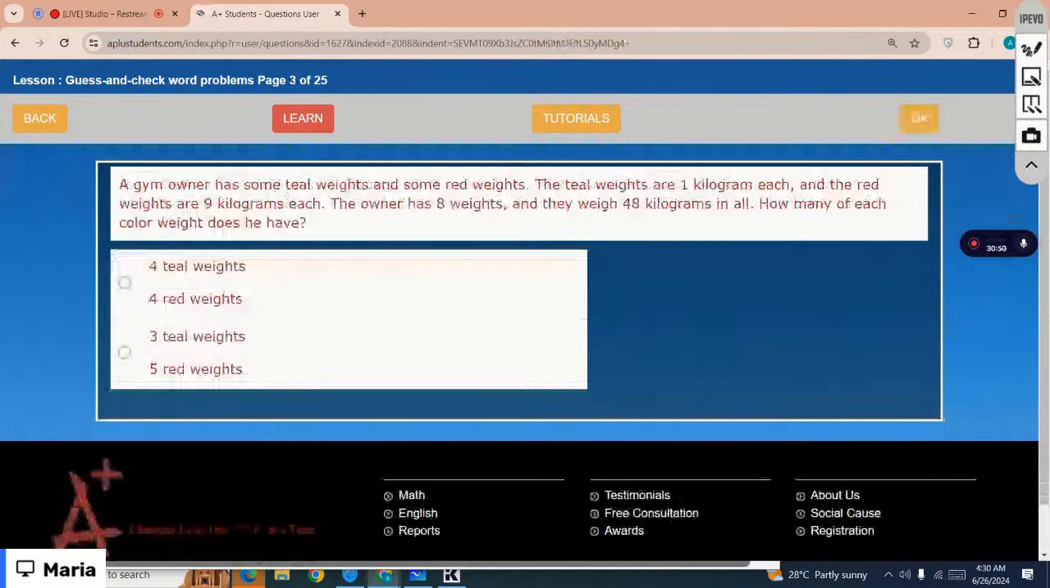A gym owner has some teal weights and some red weights. The teal weights are 1 kilogram each and the red weights are 9 kilograms each. The owner has 8 weights and they weigh 48 kilograms in all. How many of each color weight does he have? So, which is the correct option?